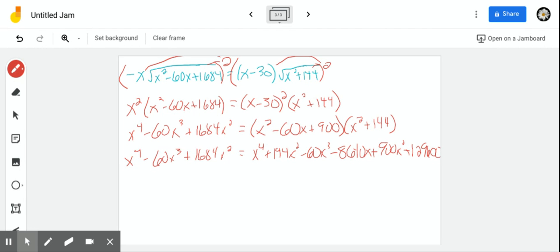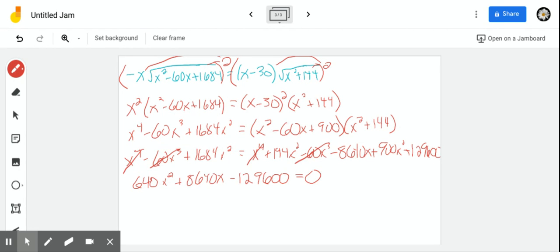Okay, the last thing that we're going to do is get everything on the same side of the equation. Notice that you have x to the 4th on each side, so those are going to cancel, and so is this. So now we need to get everything on the same side of the equation. It does not really matter which way we go. I'm going to come over to the left side of the equation. So we end up with 640x squared plus 8640x minus 129600 equals 0.